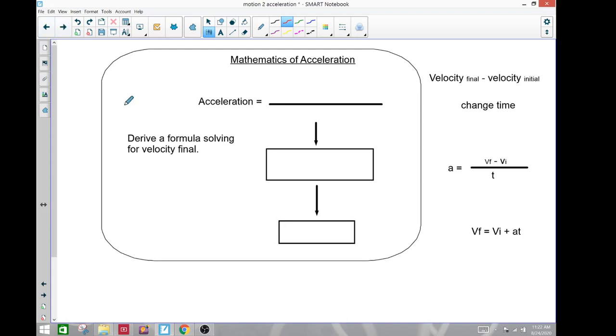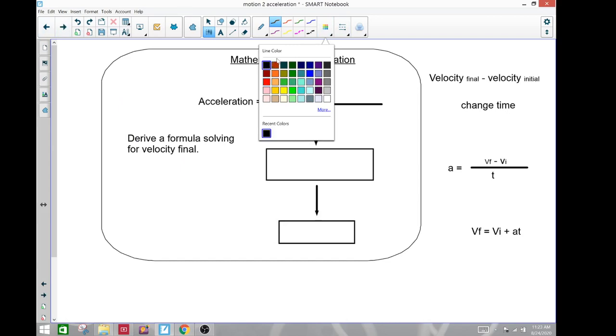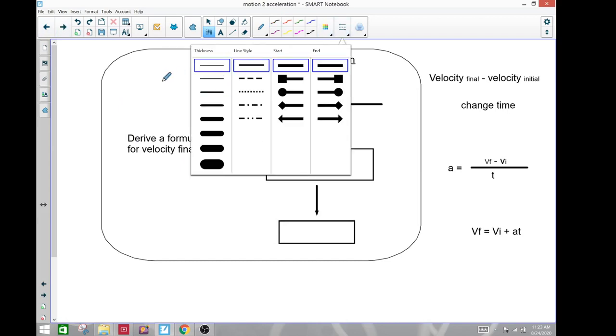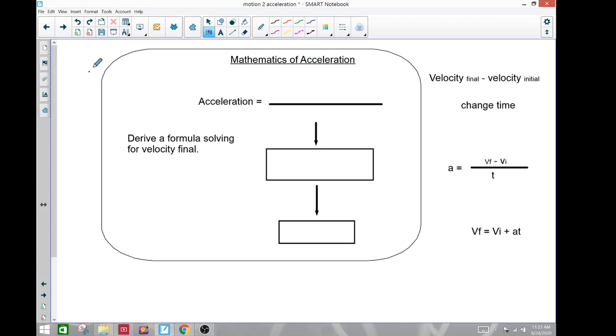Now acceleration. As we're doing some of these things, you should be aware that math is right around the corner, and we don't want to completely ignore some of the basic formulas. So acceleration is really the change in velocity. It's velocity final minus velocity initial, divided by your change in time. So let's derive a formula for velocity final.